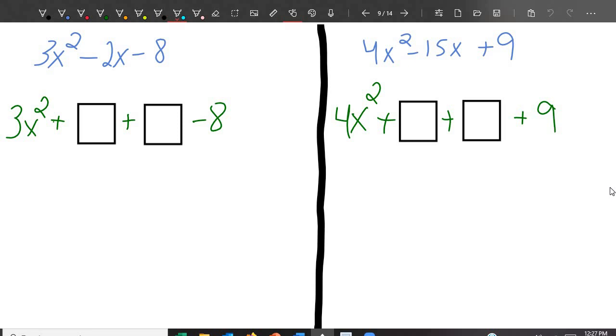You know what? I want to save these for you to do. I want you to work them out. Take a picture of your work and send me the picture. I want to make sure that you're doing this right.